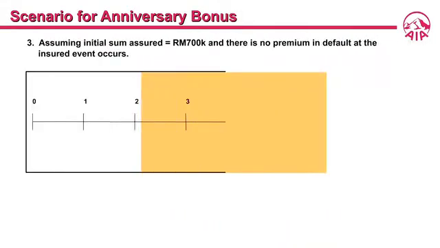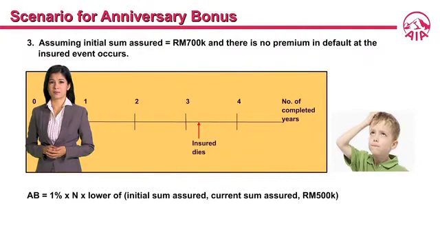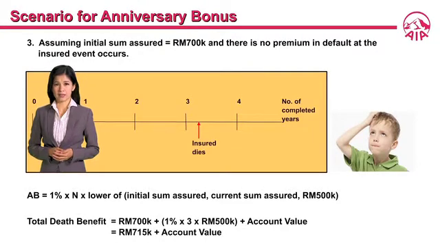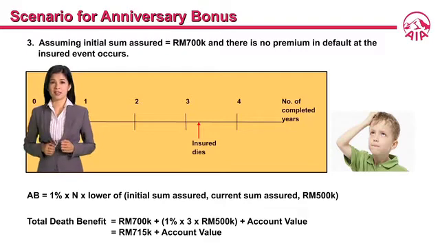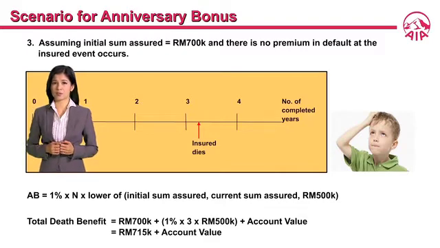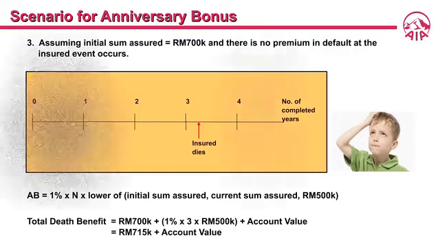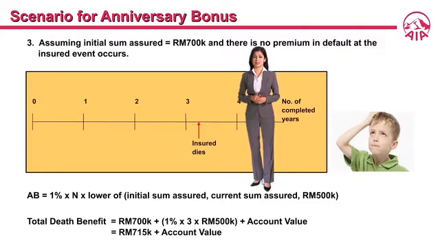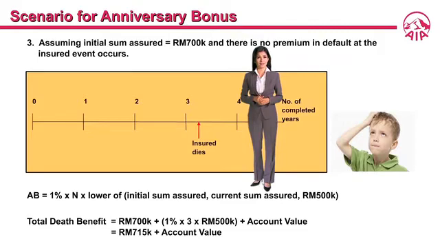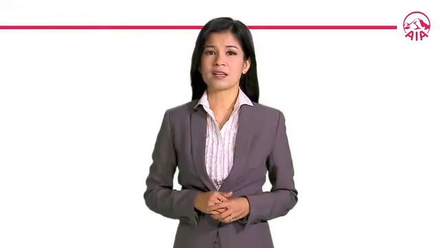Last but not least, the policy owner acquires an A-Life Link with sum assured 700,000 ringgit. So, in this case, if the insured passes away, the policy owner will get an additional anniversary bonus of 15,000 ringgit. The formula to use is 1% times 3 completed policy years times 500,000 ringgit, since 500,000 ringgit is the lowest among initial sum assured, current sum assured, and 500,000 ringgit.